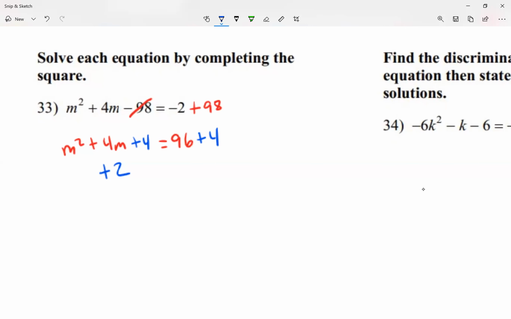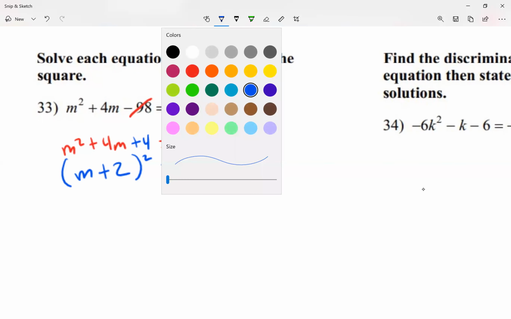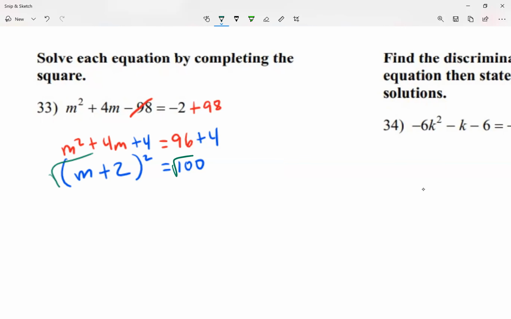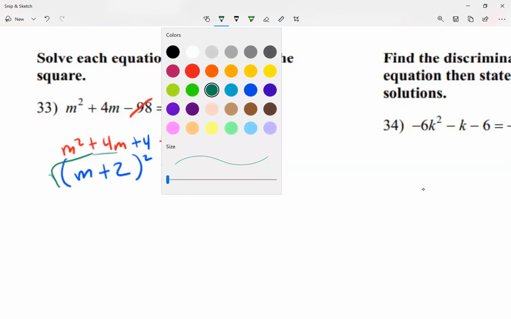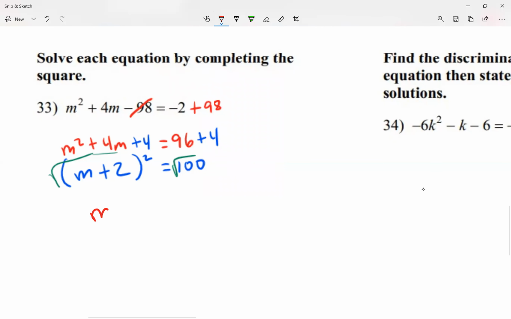I'm completing the square. And we call it completing the square because on the left side, if I was to factor that, m squared plus 4m plus 4 is m plus 2 all squared equals 100. Now, to get rid of the squared, to get rid of the exponent, let me do the square root on each side. So that's going to give me m plus 2, I don't have an exponent anymore, just m plus 2 equals positive or negative 10, right? The square root of 100, positive or negative 10.